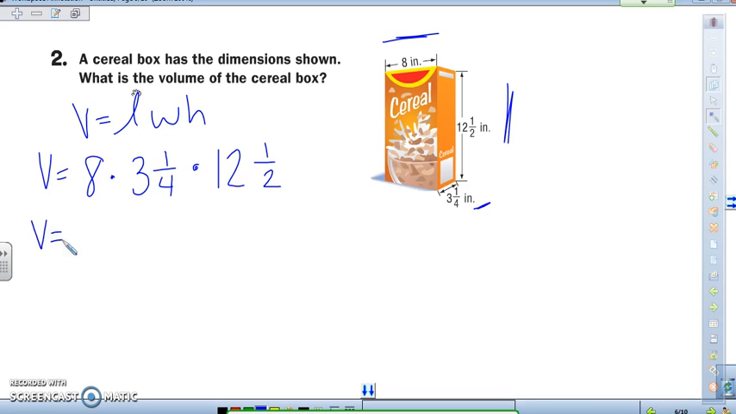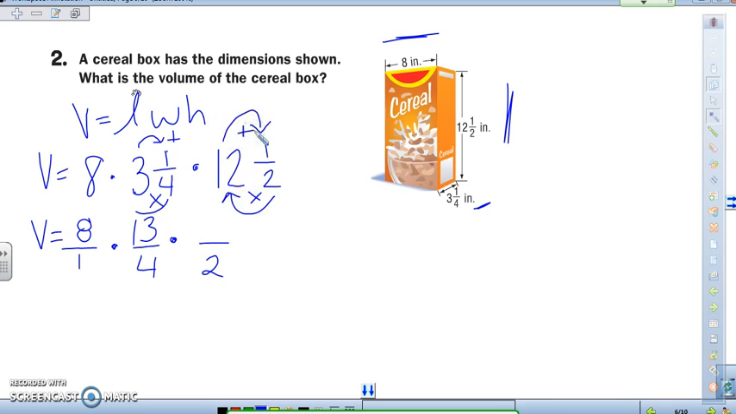I need to turn everything to improper fractions. So I put 8 over what number? 1. Now, I'm going to keep my denominator, and if you remember, we're going to multiply and then add. 4 times 3 is 12, plus 1 is 13. Denominator stays the same. We're going to multiply and then add. 2 times 12 is 24, plus 1 is 25. If you can get this far, we're real good.